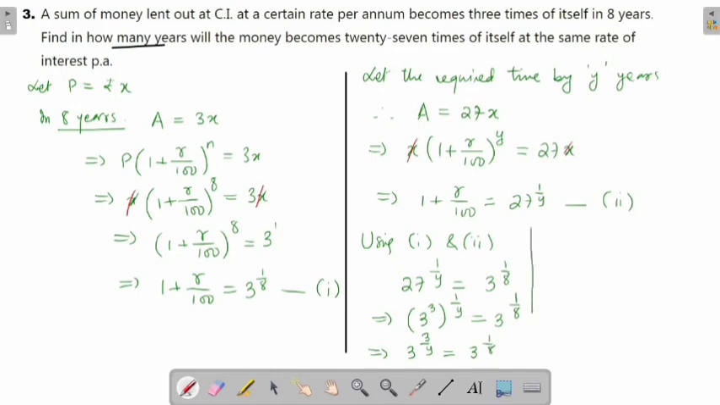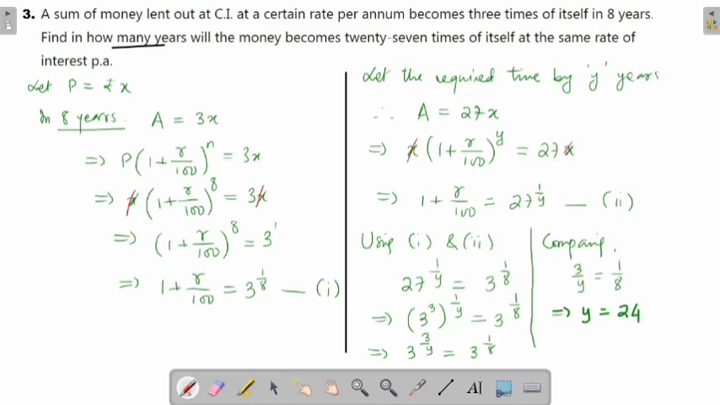So on comparing, here in the base we have 3, and here also the base is 3, so the powers have to be the same. That is, 3 by y will be equal to 1 by 8. When you do the cross multiplication, it turns out to be y equals 8 into 3, which is 24, right? So at last you will write this.